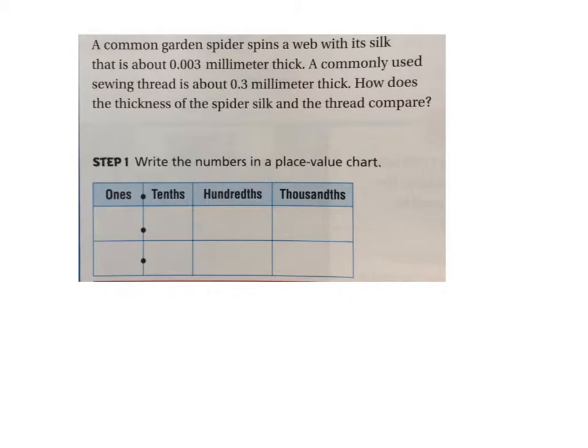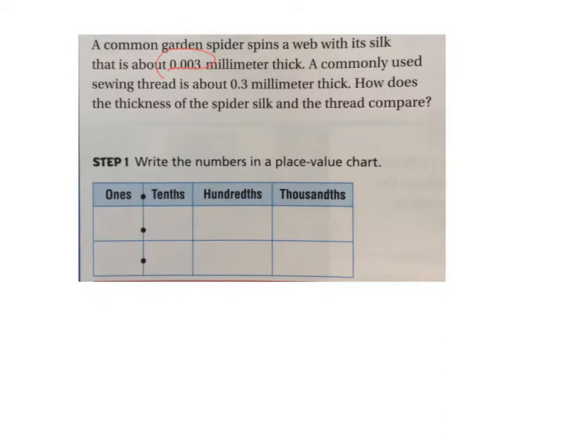So it's asking, how does the thickness of the spider silk and the thread compare? Well, we know that the thread is thicker, but we want to be able to say exactly how much thicker. Okay, so step 1, I want you to write the numbers in a place value chart. So what's the first number? 0.003. How do I say that in word form?